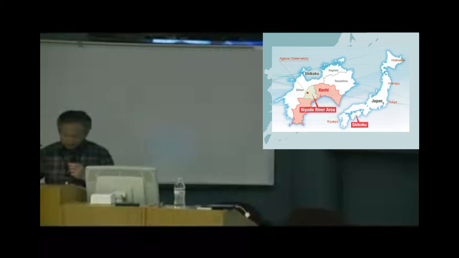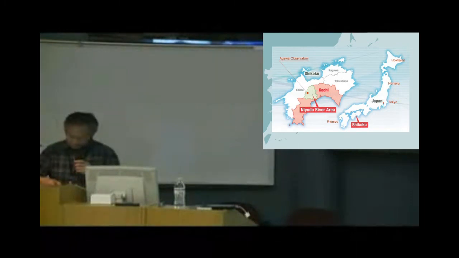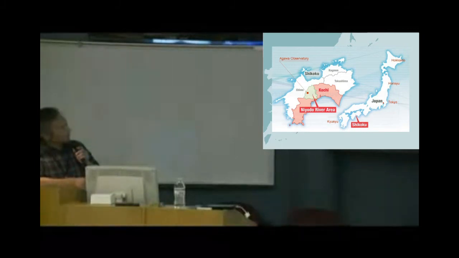Now I will briefly introduce our town and the Aga Observatory. As you can see on the screen, as you know, Japan is a long archipelago of about 3,000 kilometers north to south, consisting of 4 big islands: Hokkaido, Honshu, Shikoku, Kyushu. We came from Shikoku.